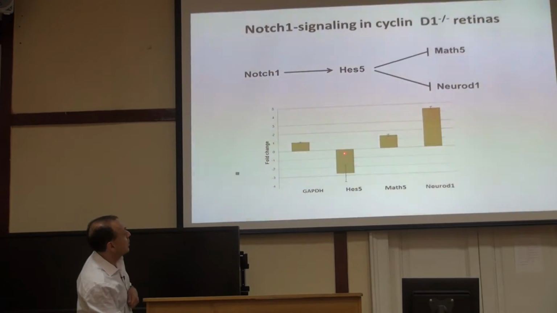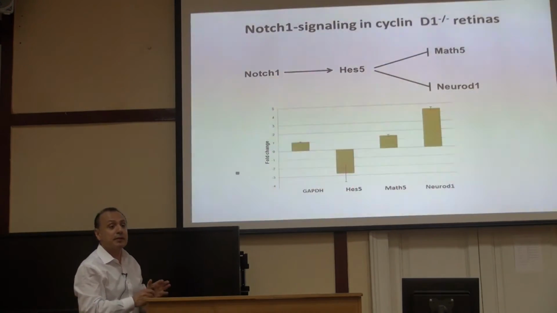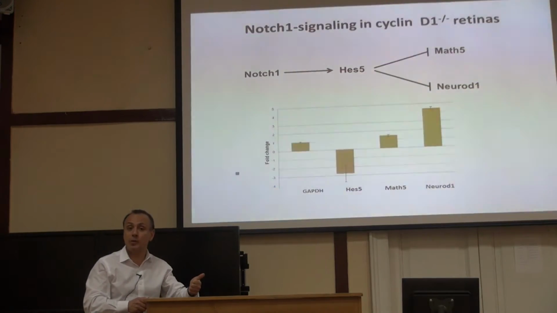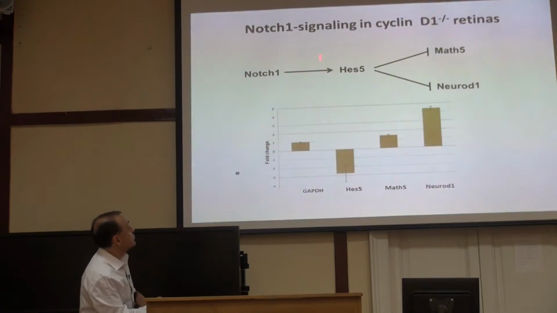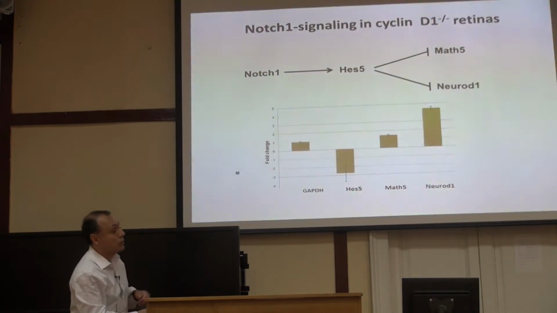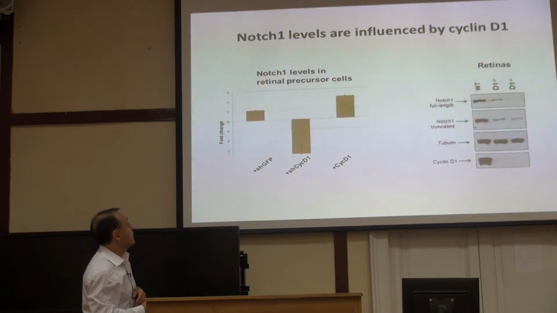This is the retina of cyclin D1 knockout mice. Hes5 is downregulated compared to wild type, and Math5 and NeuroD are upregulated. So this shows that not only is cyclin D1 sitting on the Notch promoter, and not only do you have less Notch expression if you don't have cyclin D1, but also you have less Hes5, more Math5, and more NeuroD, suggesting that the whole pathway is under the control of cyclin D1 in the retina.